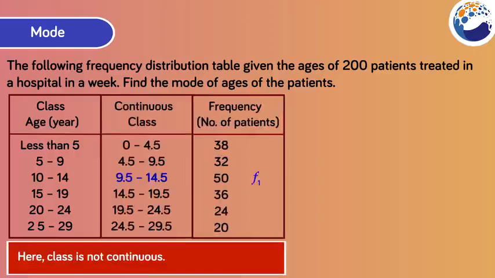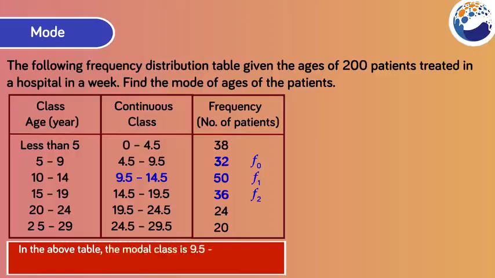See the last column and observe all frequencies and tell the maximum frequency. It is 50, which is f1. The class corresponding to f1 is the modal class, that is 9.5 to 14.5. L is equal to 9.5.